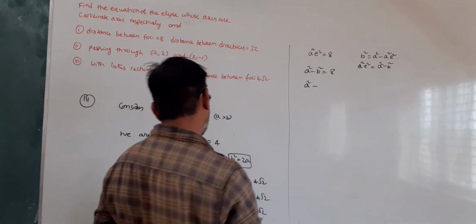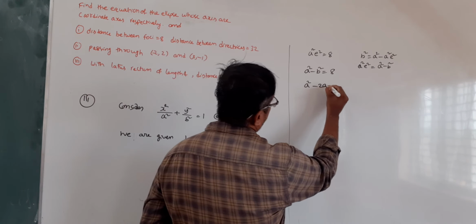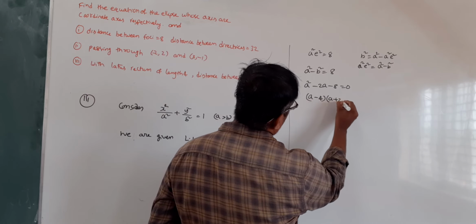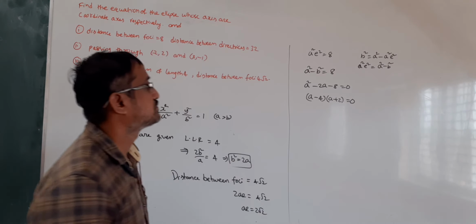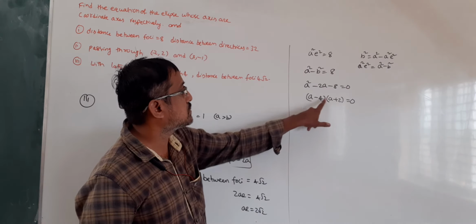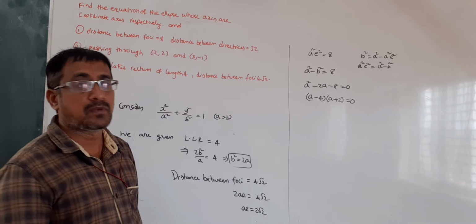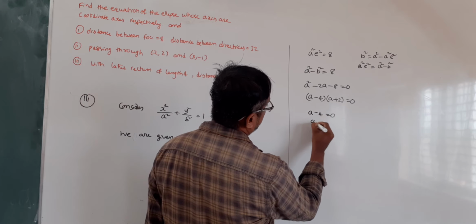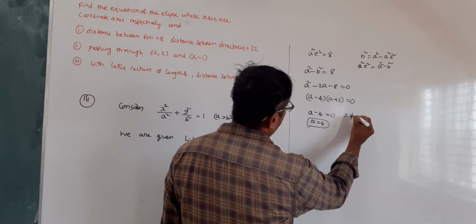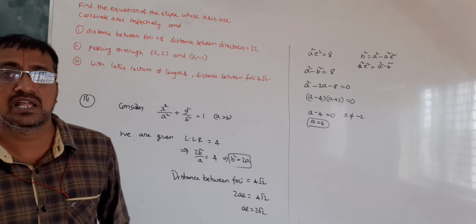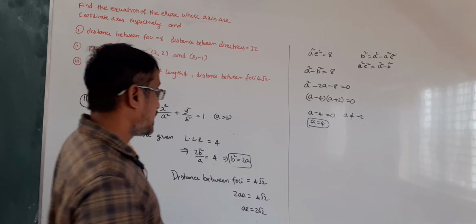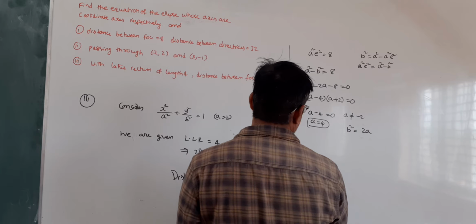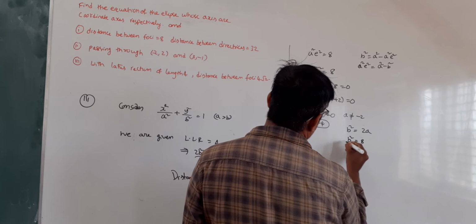Now b square is 2a, so a square minus 2a minus 8 is equal to 0. This can be written as a square plus 2a minus 4a minus 8, that is (a minus 4) into (a plus 2) is equal to 0. But remember that a cannot be a negative number, so a minus 4 equals 0, a is equal to 4, and a cannot be minus 2 since a is a length. So you have a is equal to 4 and b square is equal to 2a, so b square is equal to 8.